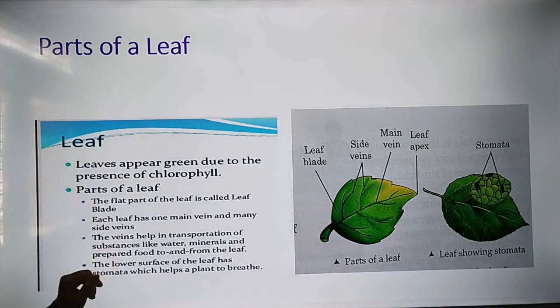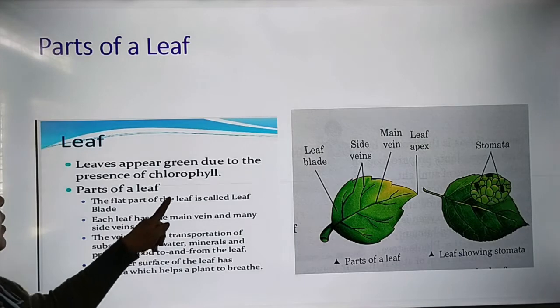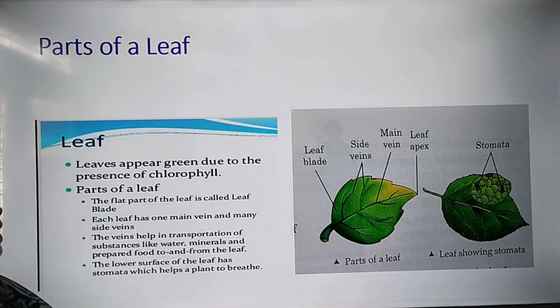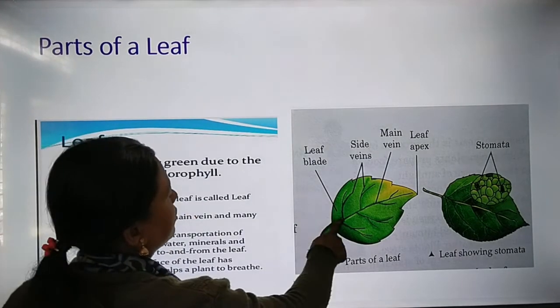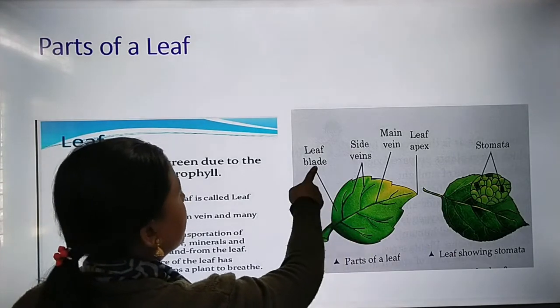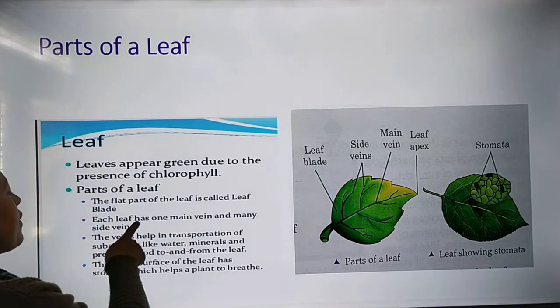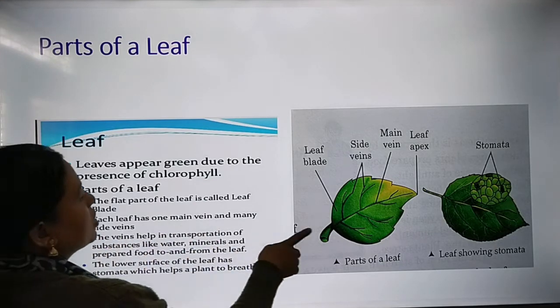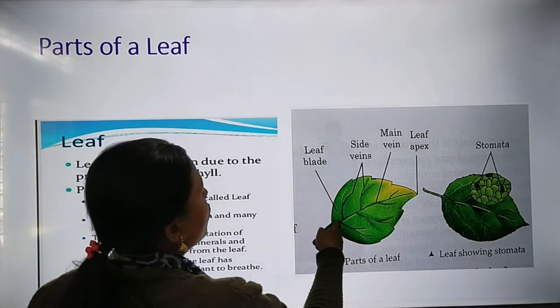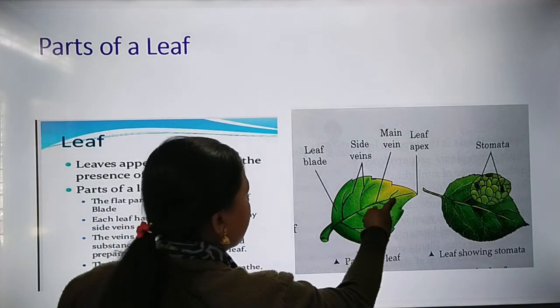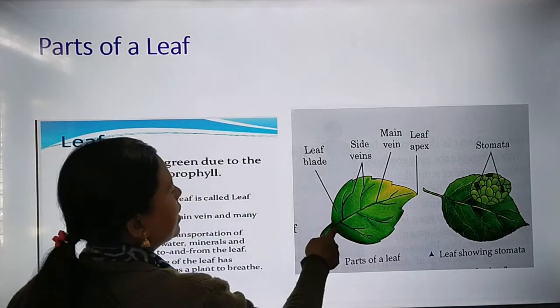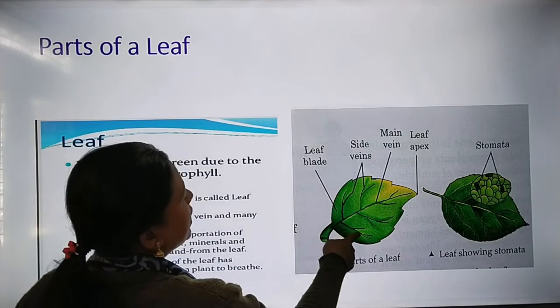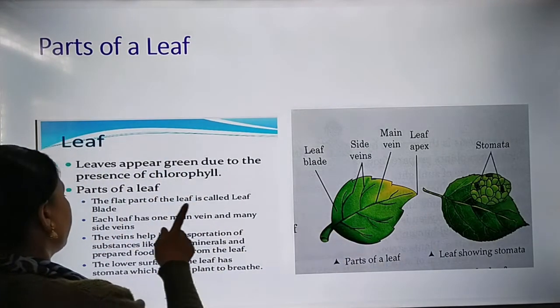Now parts of a leaf. The flat part of the leaf is called the leaf blade. Each leaf has one main vein and many side veins. Main means this middle one. This is the main vein and these are the many side veins.